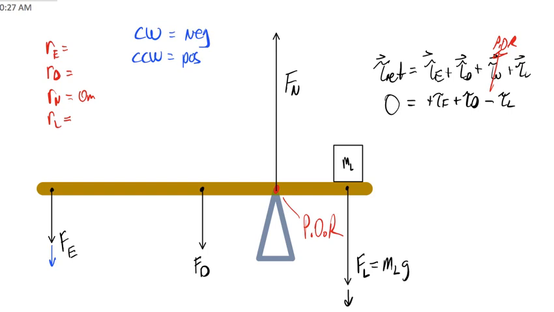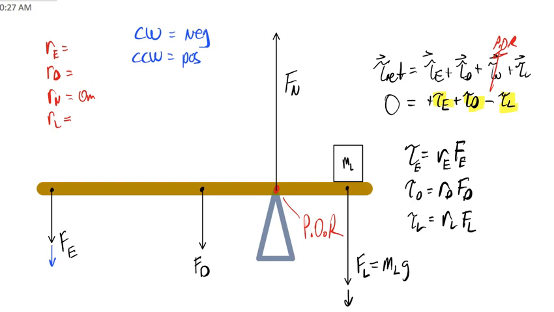And then finally, the formula for torque to substitute in for these is torque is equal to R times F. So for example, torque for E is going to be RE times FE. The torque for the weight of the dolly is going to be RD times FD. And then the torque for the load is going to be RL times FL. And then based on the math there, you can solve for the unknown thing that you're looking for. So there are your hints.